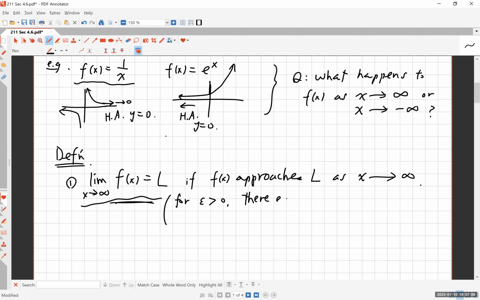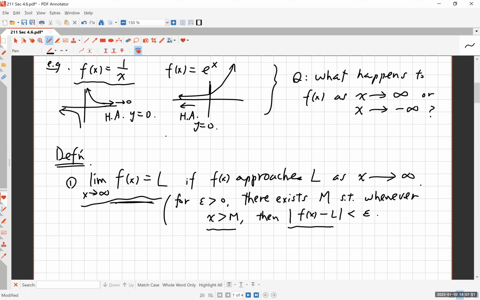Now there's no delta here because you want x to go to infinity. There exists a capital M, or some large number M, such that whenever x is greater than M, then |f(x) - L| is guaranteed to be less than epsilon. So epsilon could be a very, very small number, but regardless of how small the epsilon given is, can you find M, maybe 10,000, 100,000, maybe a million, so that when x is over that number, then f of x is very, very close to L.